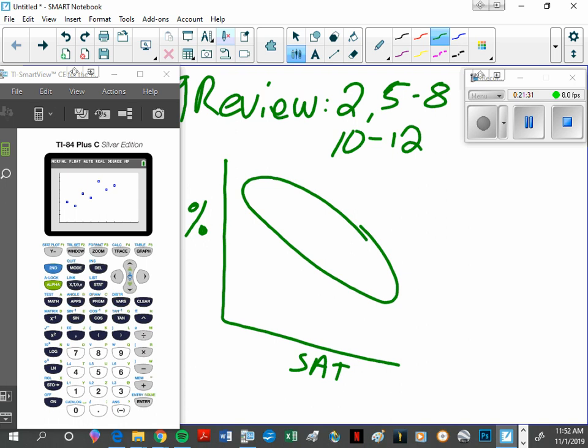And one thing you have to ask is, was taking the SAT randomized? No. One state might require it. One state might make it optional. One state might push for kids to take the test. There are a lot of variables that could be part of that.